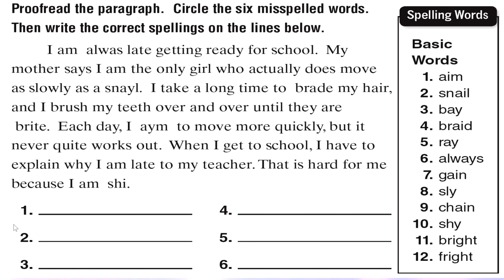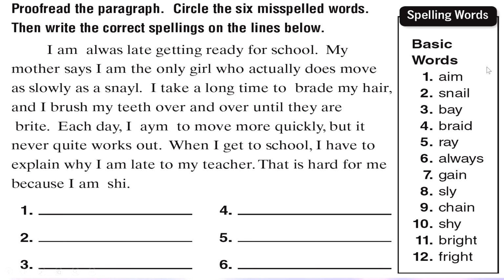In the first exercise, proofread the paragraph. This means read and look for misspelled words to fix them. Circle the 6 misspelled words. So how many mistakes? 6. What shall you do with them? You circle them. Then write the correct spellings on the lines below. So you only circle the mistakes here and then fix them in the right order on the lines. So the first mistake goes with number 1. Second mistake goes with number 2. So do it neatly, please.